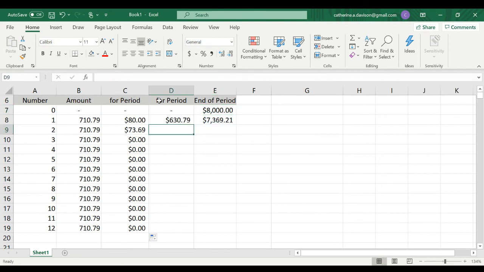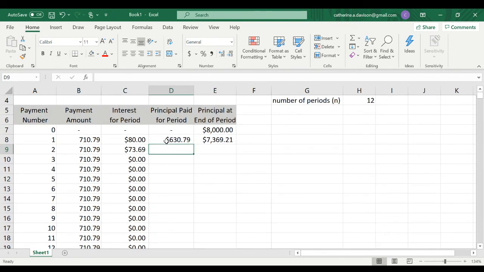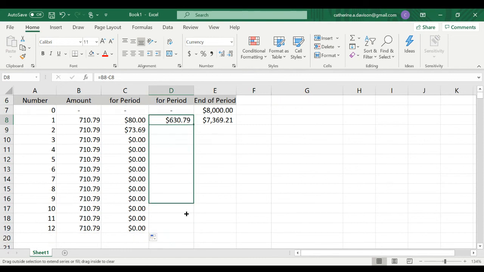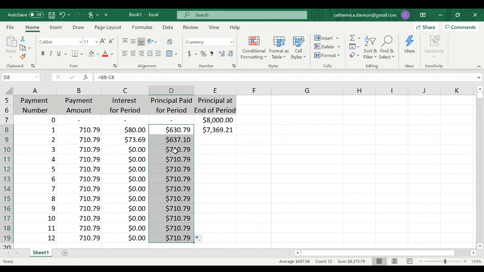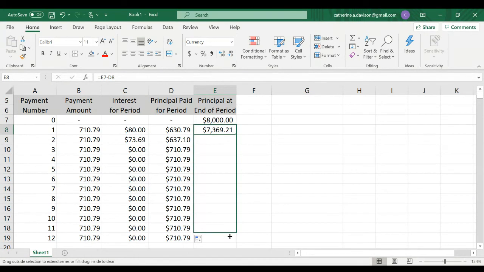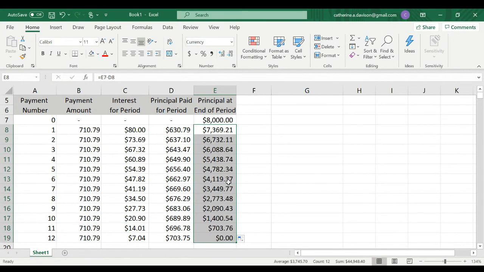So to get the paid off amount of the principal for this period, again, I want to subtract $710 minus this amount, but again, since I have a formula in there, I can just drag down the formula in this box. Okay, ignore the 710s for a second, that's just because there's zeros here right now. And then the principal at the end of the period, again, I want to drag down the formula that I had in here. And you can see now that the zeros went away, the 710s went away.